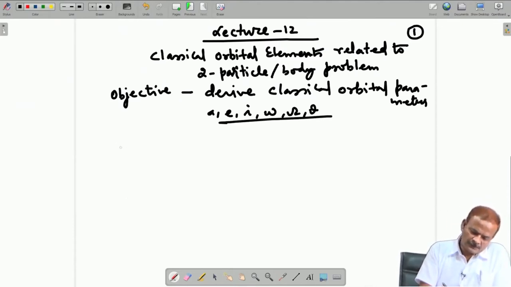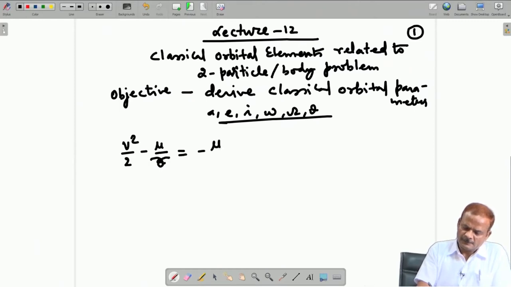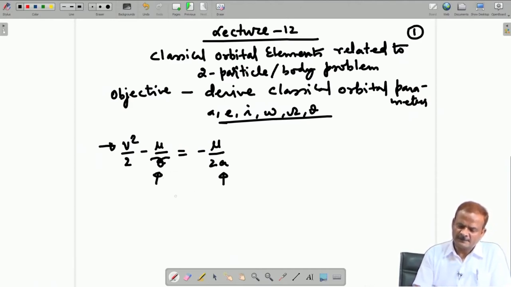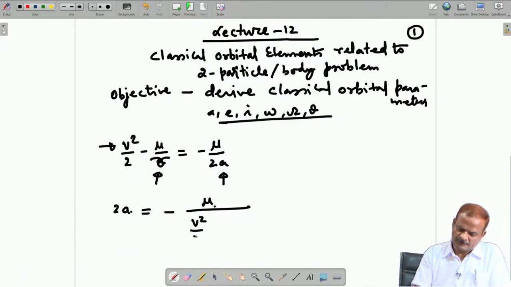So, first of all, let us go into the vis viva integral we have derived. This is v square by 2 minus mu by r equal to minus mu by 2a. So, if v is given and r is given, a can be determined. So, we reorganize it to get that value. We write this as 2a equal to minus mu divided by v square by 2 minus mu by r.